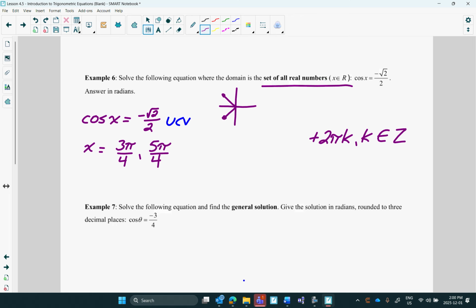Now take these answers and write them like this. We're done. So you solve it like you would if you were in a restricted domain, but then you just add this to represent all possible angles coterminal to these two.